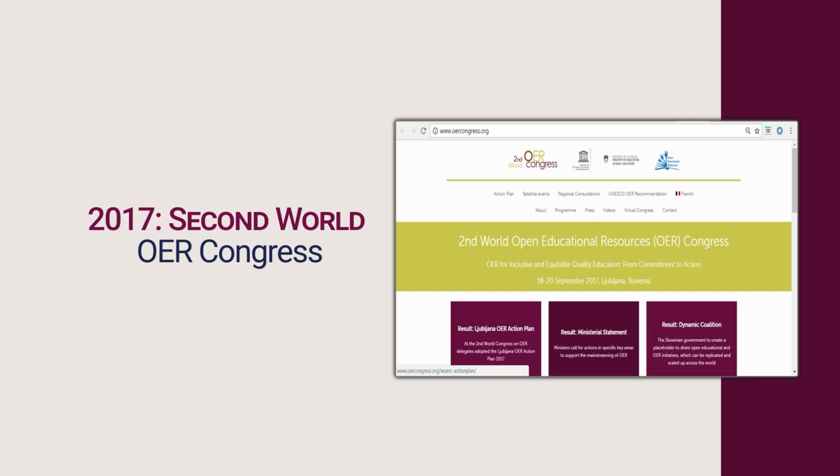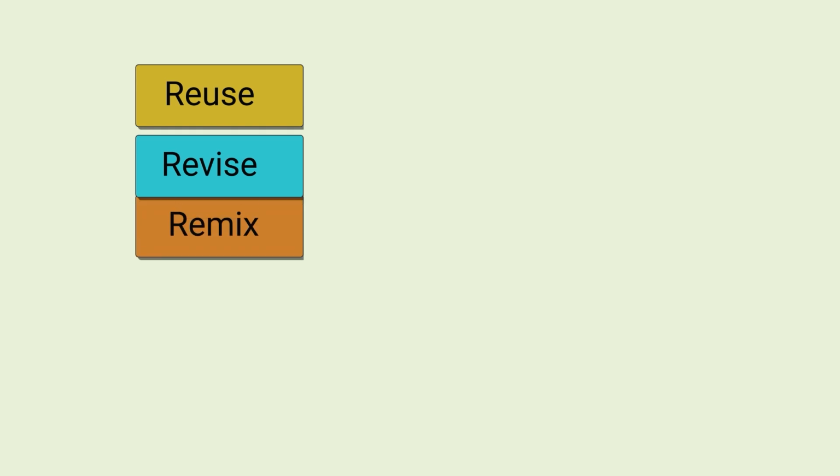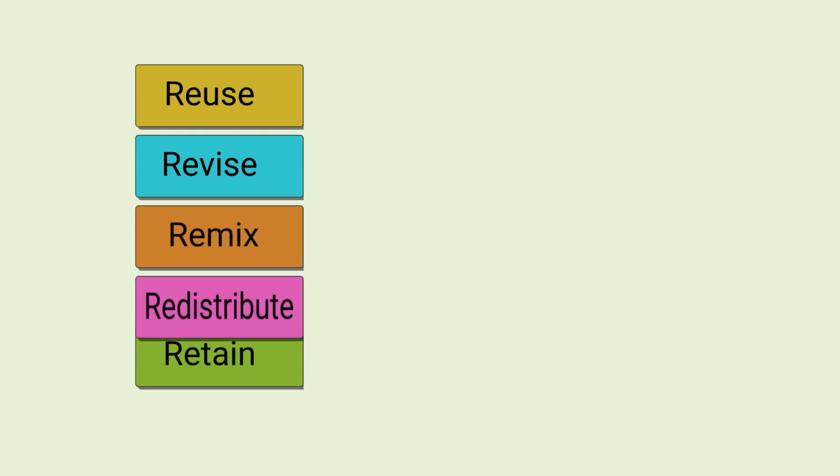And then coming to OER, in that declaration they mentioned that the 5 R's of OER should be followed. So, what are the 5 conditions that one can use, or that OER should have? There are reuse, revise, remix, redistribute and retain.